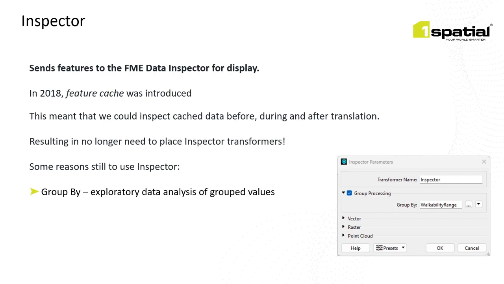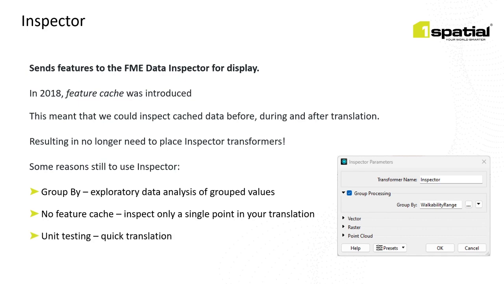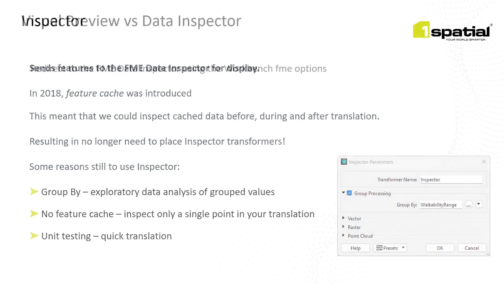The main one I really like is the ability to use group by. I'll show you that in a minute. Where you're not using the feature cache, perhaps your workspace is processing lots of data and you want to just have a single point in your translation that you want to inspect. Turn off the cache mode and place an Inspector down. And you may want to inspect many places in your workspace, so you can also place more than one Inspector.